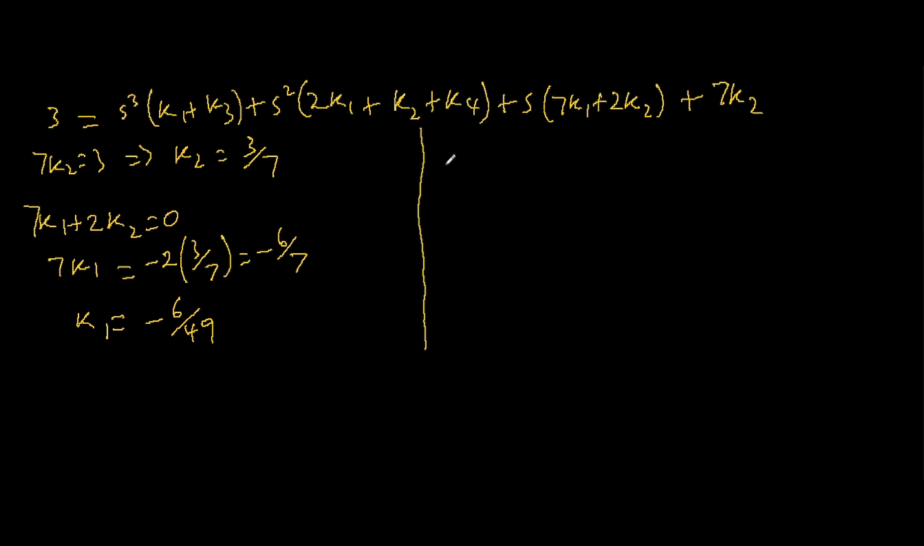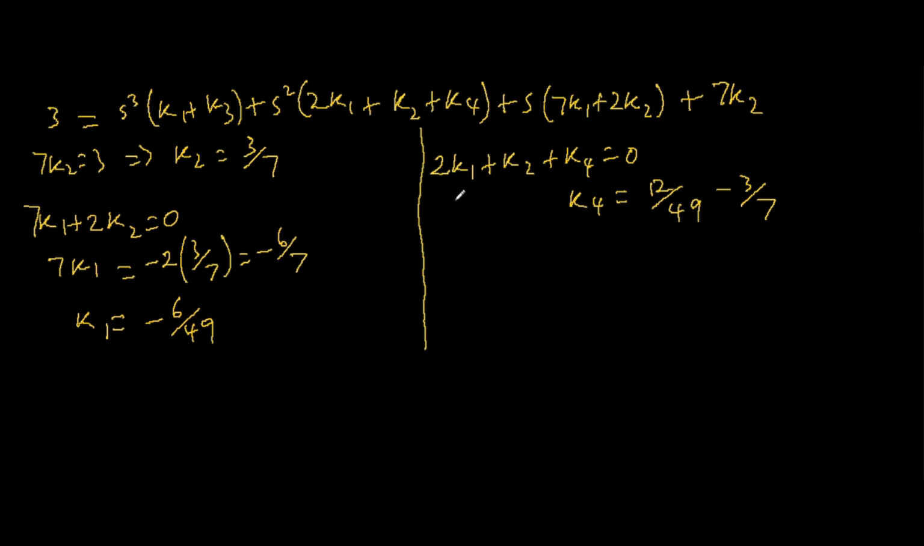We already know k1 and k2, so all we don't know is k4. We know that 2k1 plus k2 plus k4 is equal to 0. We could take these terms to the other side and substitute in their values. We simply have k4 equal to minus 2k1 minus k2. k1 is this, minus 2 multiplied by that gives me 12 over 49, minus k2. k2 is 3 over 7, so we have minus 3 over 7.